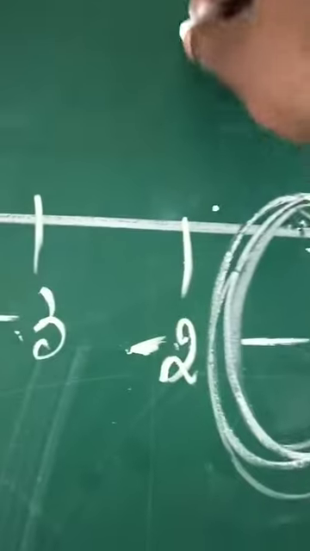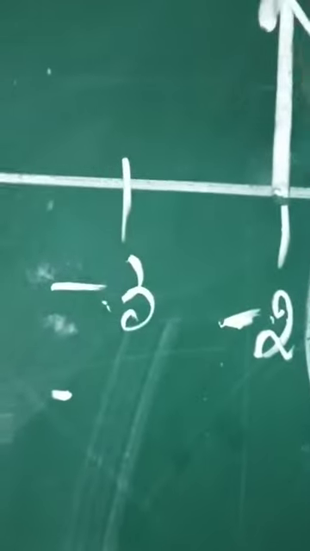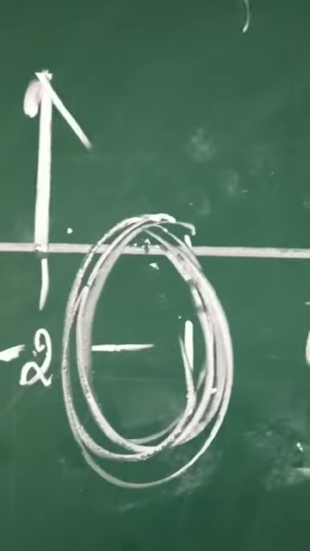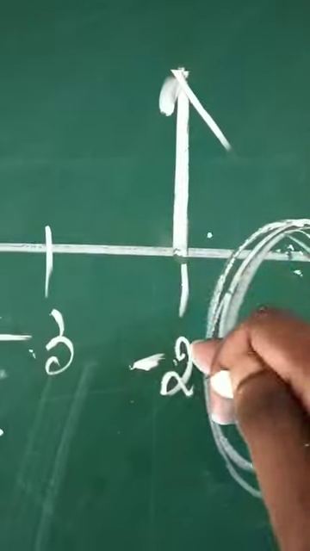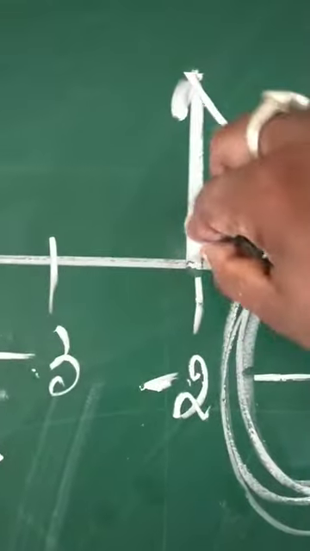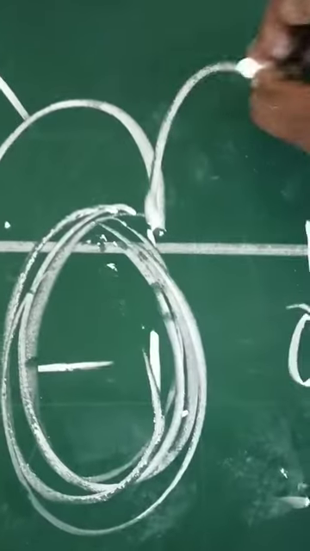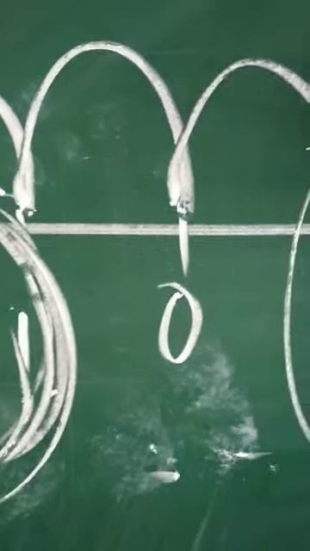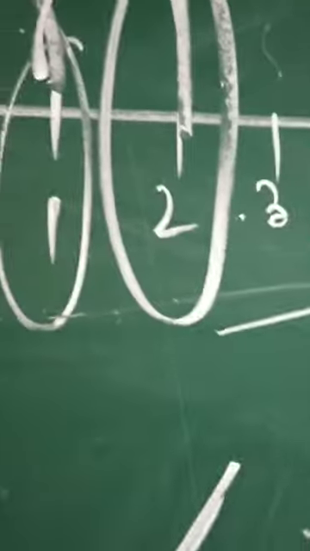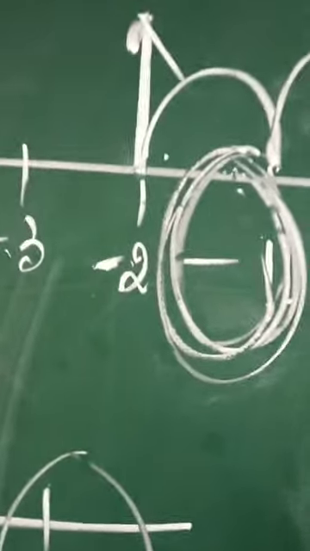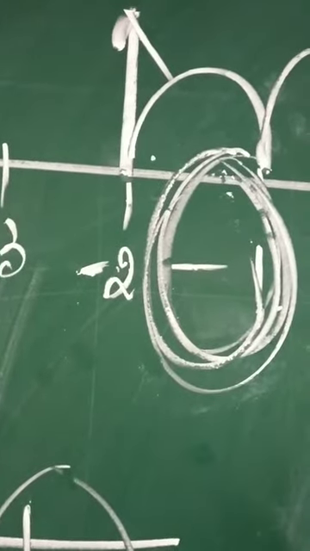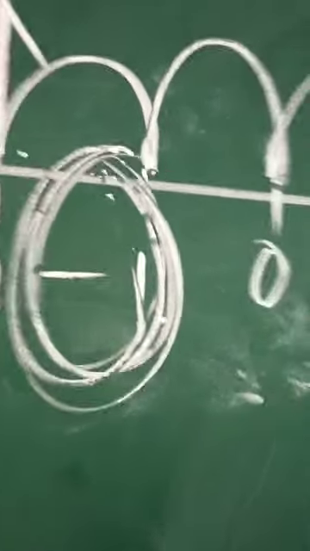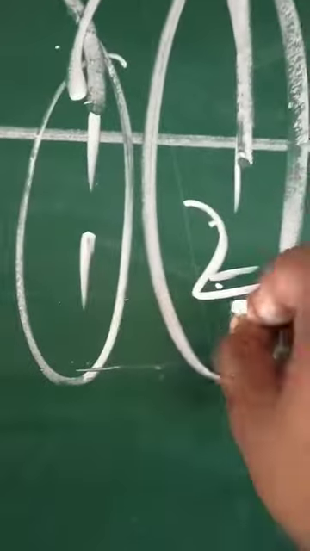Let us stand on minus 2 first. I'm standing on minus 2, and I'll make 4 steps towards the right of minus 2. One step, second step, third step, fourth step. I'm standing on plus 2. My answer is plus 2. If I move from minus 2 four steps towards the right hand side, I'll stand on plus 2.